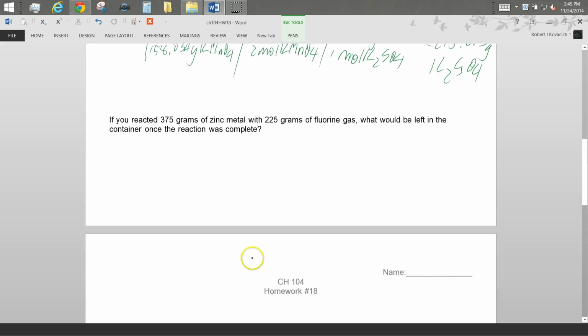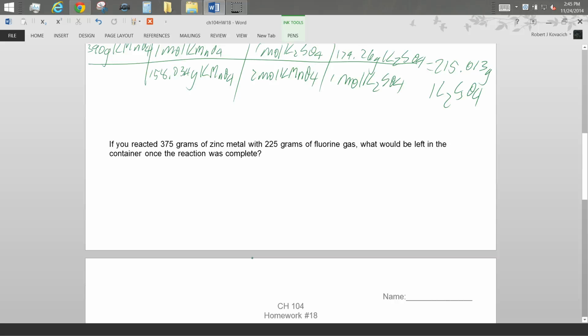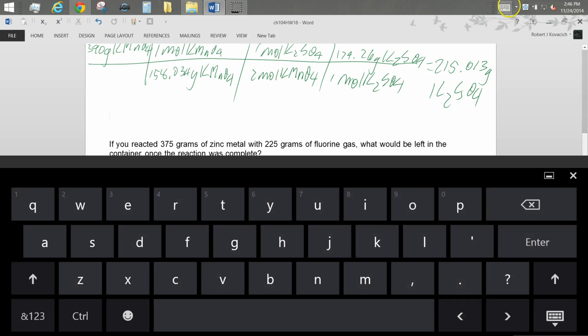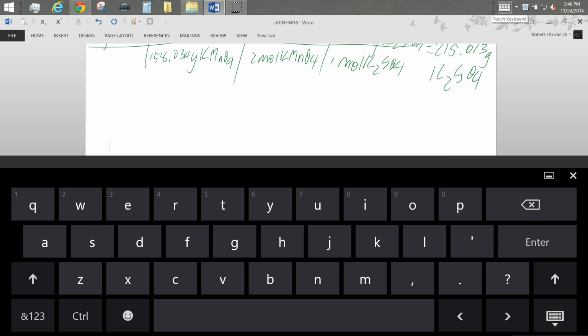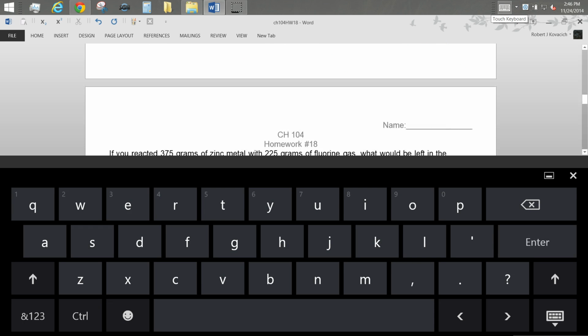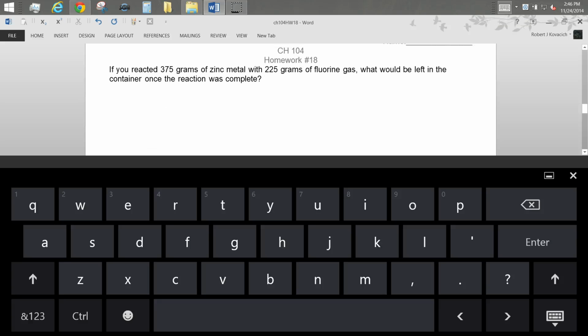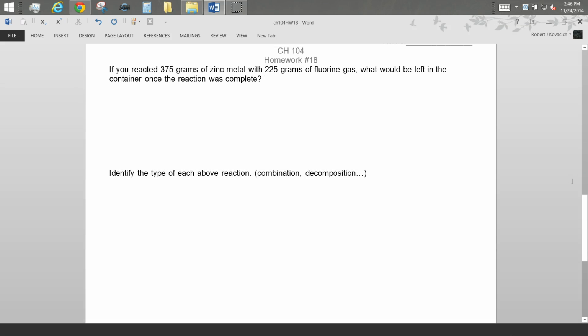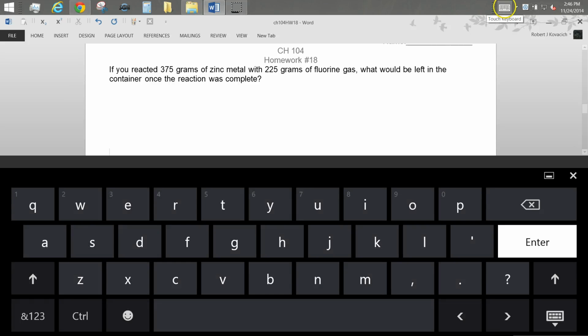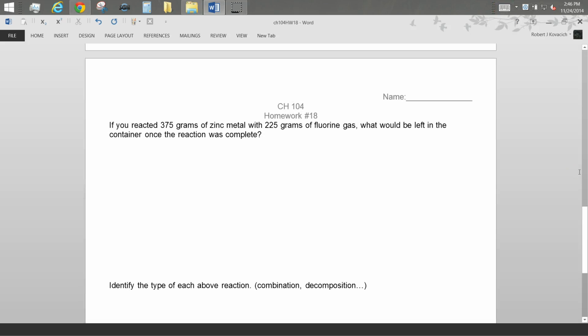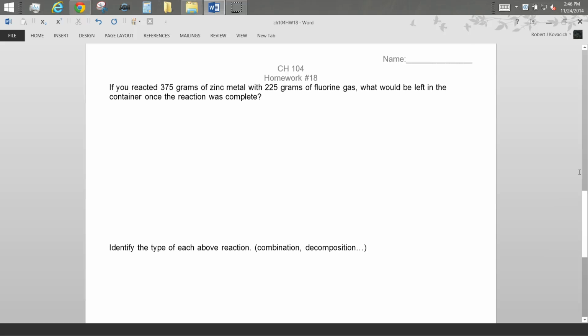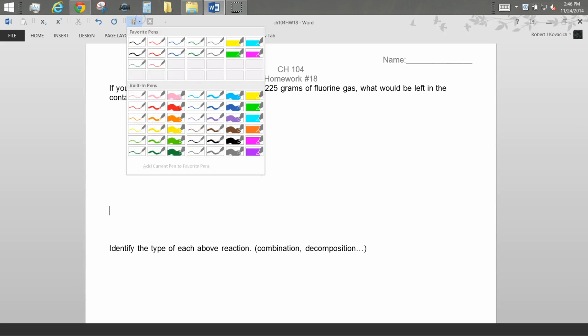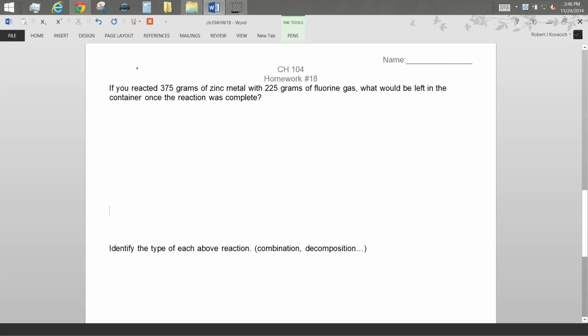So, what are we doing with this one? We're going to react 375 grams of zinc metal and 225 grams of fluorine gas, and we want to know what's going to be left in the container. All right, so let's do this. Let's give ourselves some more room.